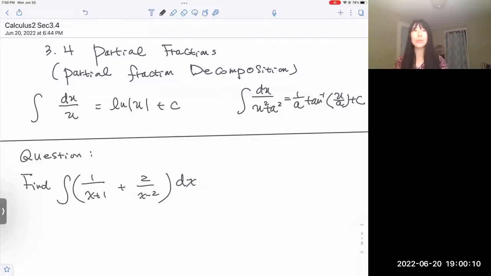All right, so we're going to do 3.4, partial fractions, also called partial fraction decomposition. Before we do that, we know that the integral of one over u du is ln absolute value of u plus c, right? And the integral of du over u squared plus a squared is 1 over a arctangent of u over a plus c, right?